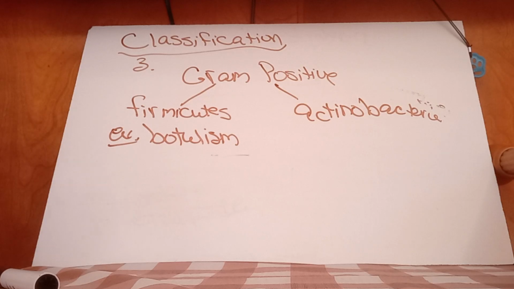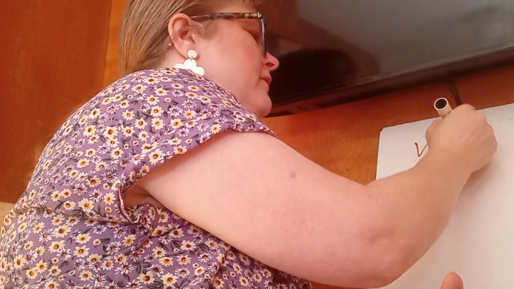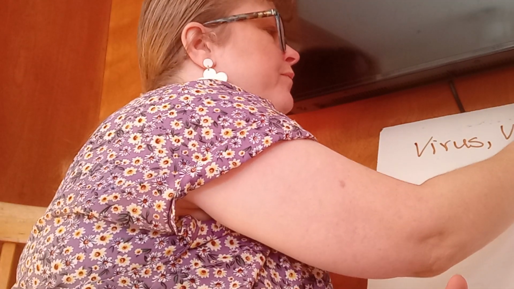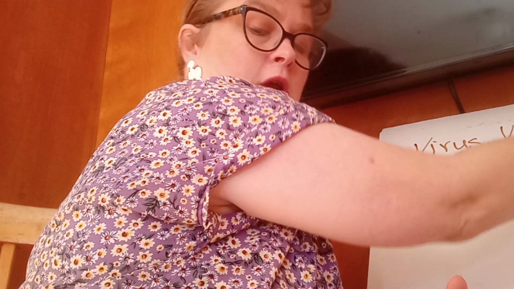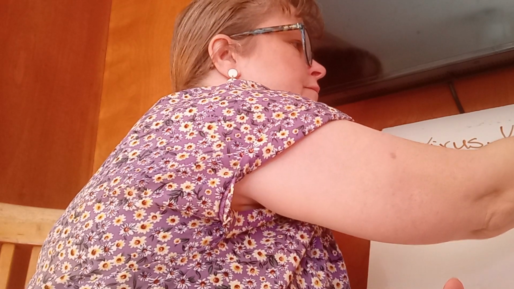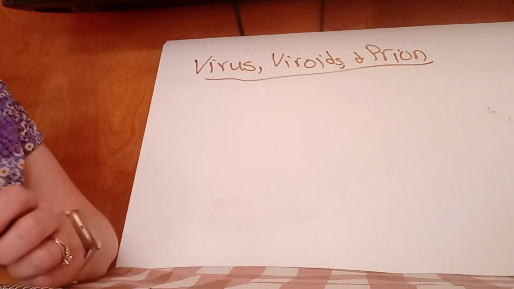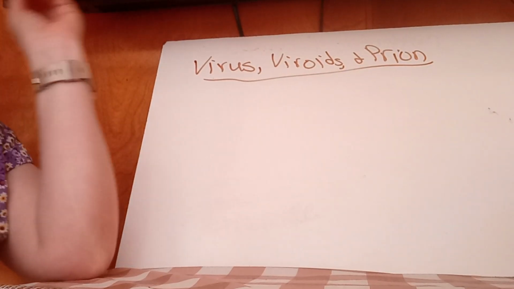Okay, again, you're going to read about some of the examples. Now we have a unique category that doesn't fit in anything because it's not actually alive, but it kind of is. It's not alive, and that is viruses. Viruses, viroids, and prions. Okay. Viruses, viroids, and prions. These are not alive.